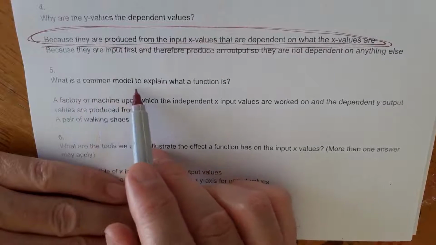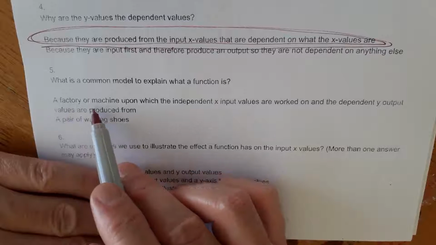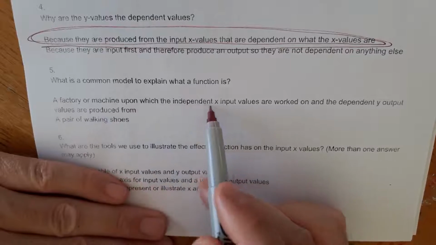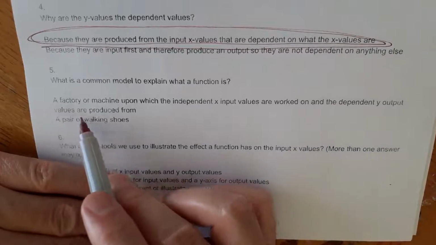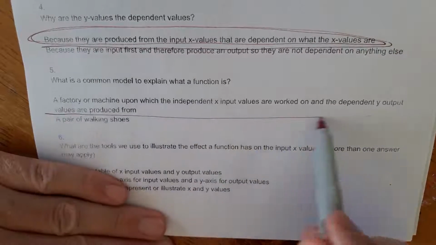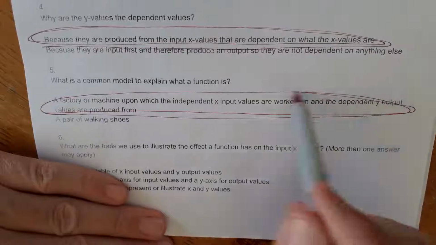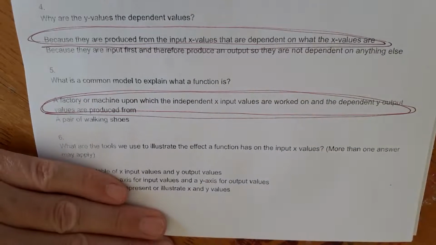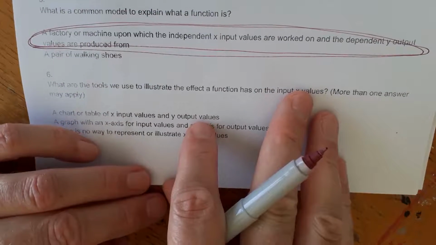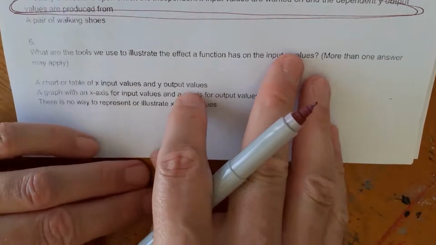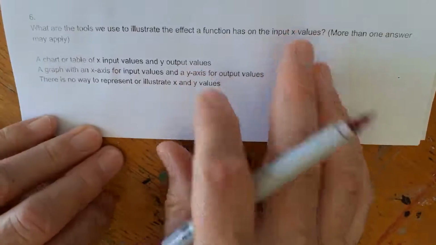What is a common model to explain a function? A factory or machine upon which the independent x input values are worked on and the dependent y output values are produced from. So that's a common understanding, that graphic we showed you in the notes just now. A factory model: we put something into the factory, raw materials, and it spits out a finished product. That's a common model for a function.